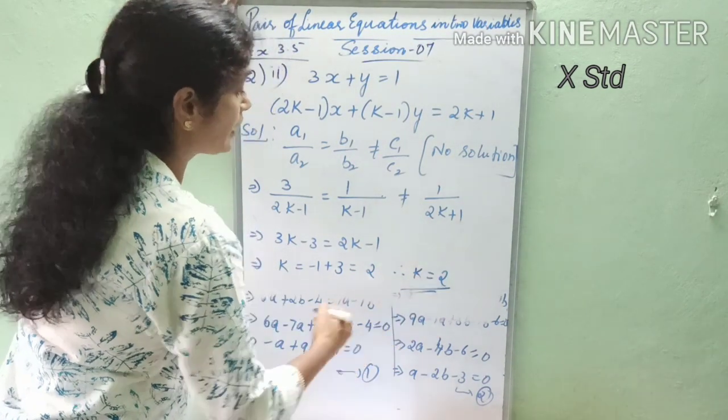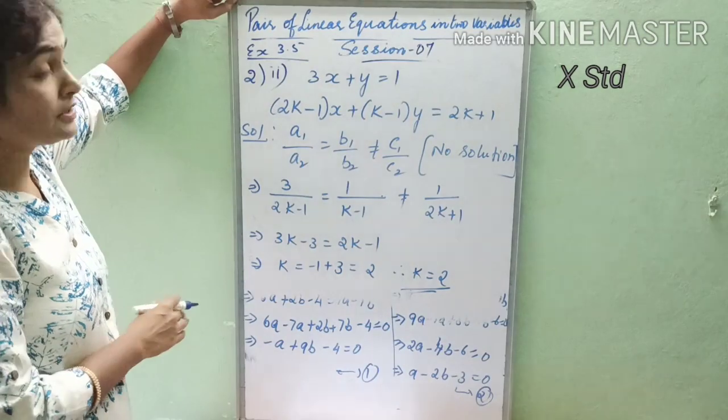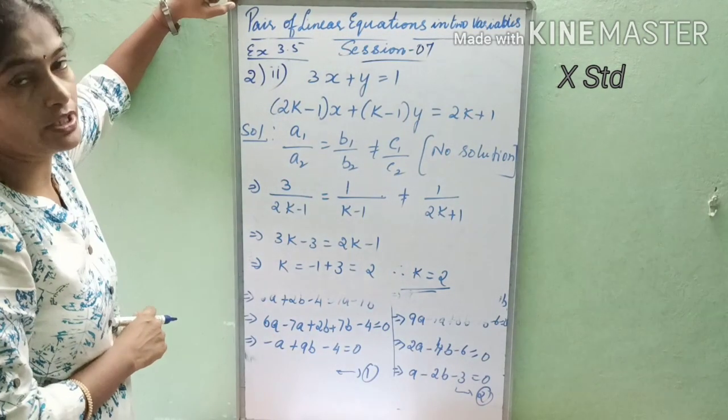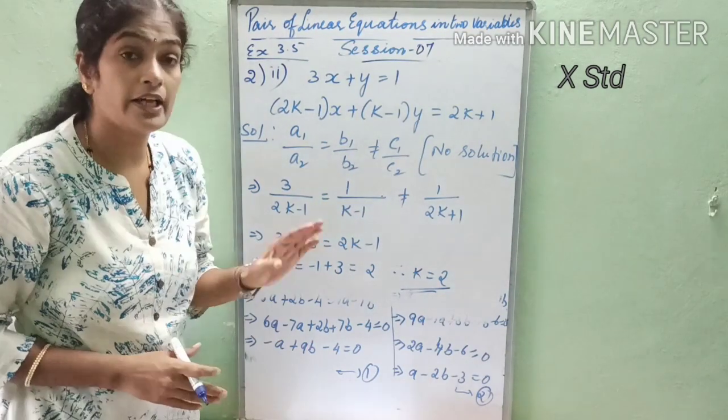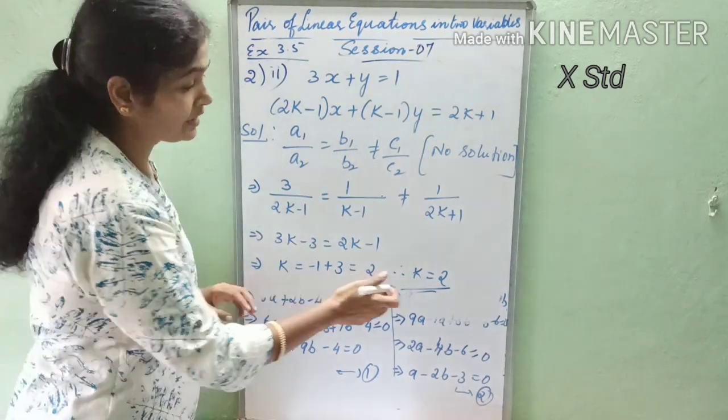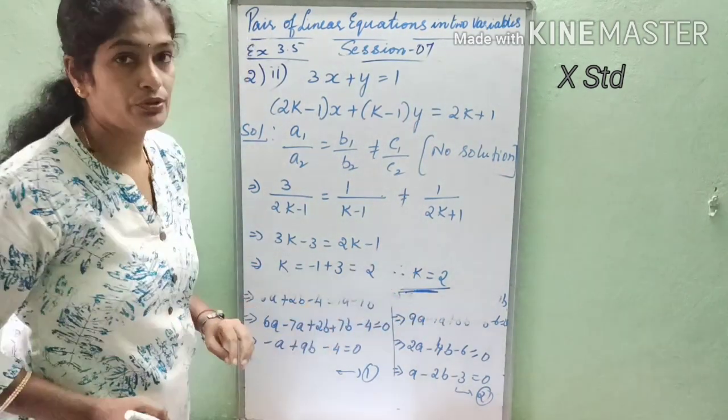So for k equal to 2, the system of linear equations will not have a unique solution, or we can say it will not have any solution. Fine. The value of k is equal to 2.